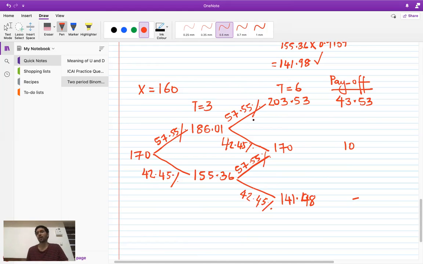Now we have the probabilities, we have the payoff. All we need to do is find the expected payoff at each node. So first we will calculate the expected payoff at t equal to 6, by multiplying 43.53 with 57.55 percent and 10 with 42.45 percent. So we will have an expected payoff which will lie between 10 and 43.53. We will discount this expected payoff by 3 months. We will find the expected payoff at this node.